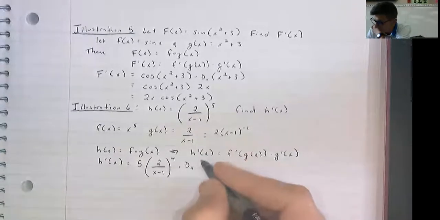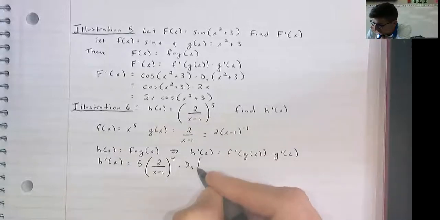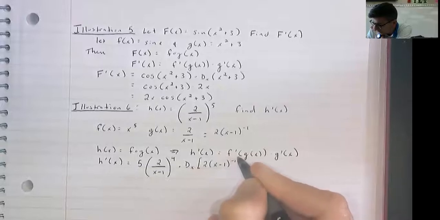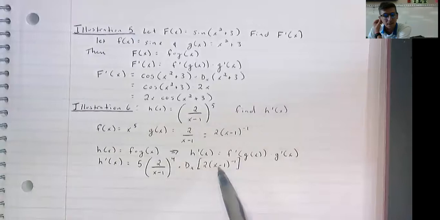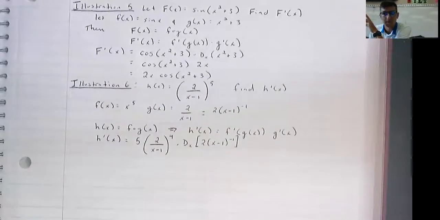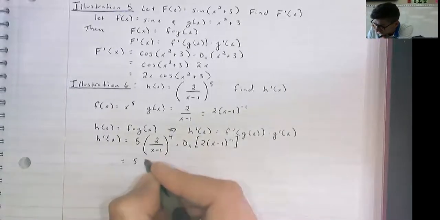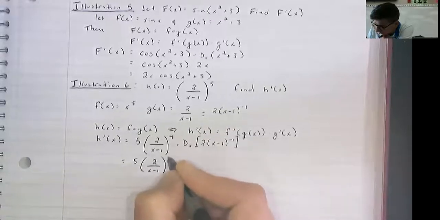So by that I mean, turn 2 over x minus 1 into 2 times x minus 1 to the negative 1. Because now we can power rule this and use the chain rule in here, which in this case won't be that interesting because the derivative of what's inside is 1, but we'll see in a second it can get interesting. So this turns into 5 times 2 over x minus 1 to the 4th.